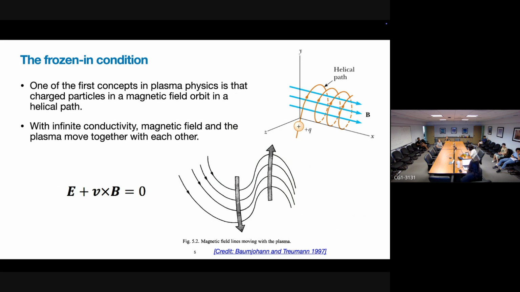So first, to understand how reconnection starts, we need to go back to a very fundamental concept of plasma physics, which is the frozen-in condition. We know particles normally gyrate around field lines like this. In the frame of the particle, if we assume infinite conductivity, they would not see any other electric field. That's how they can maintain this gyro motion. So E plus V cross B equals 0 is what we call the frozen-in condition, and particles will be frozen with the field line and move together with it.